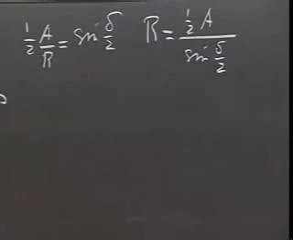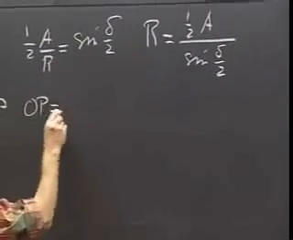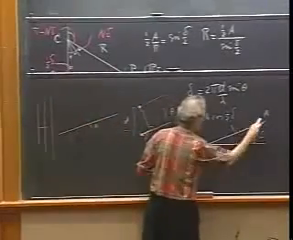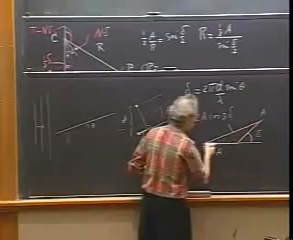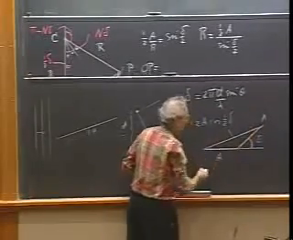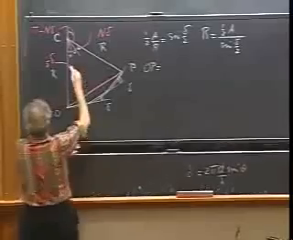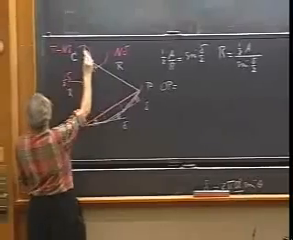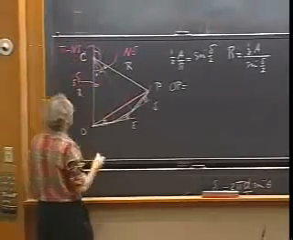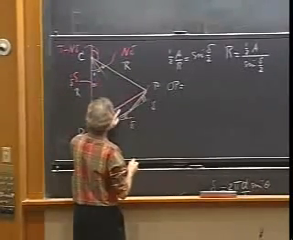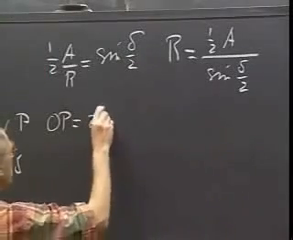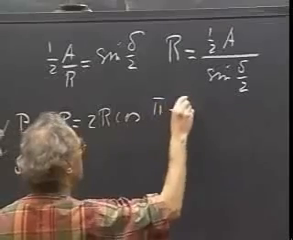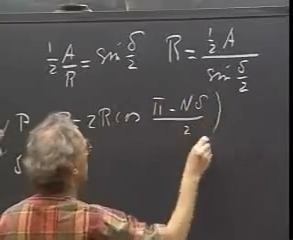So I'm really interested in OP. And now I'm going to use this knowledge. I have a triangle. I know two sides, and I know this angle. Then I can calculate this one. I know two sides. This is r, and this is r. I want to know the third side, and I know this angle, which is pi minus n delta, and therefore this length here is 2r times the cosine of half that angle, pi minus n delta divided by 2.